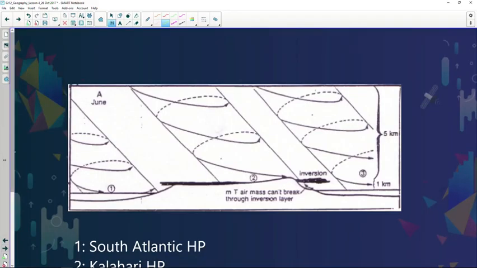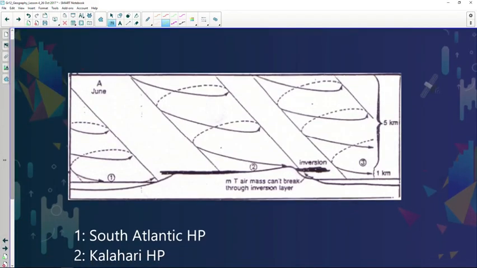Now, as you can see over here, this is during winter months. As you can see, June over there, there's the Kalahari high pressure. It's anti-clockwise circulation. That's sinking air. So basically what happens over here, this warm moist air coming from the South Atlantic, moving over the Mozambique current, because of this strong subsidence over here, this warm moist air cannot reach us in the interior. So that means no rainfall.